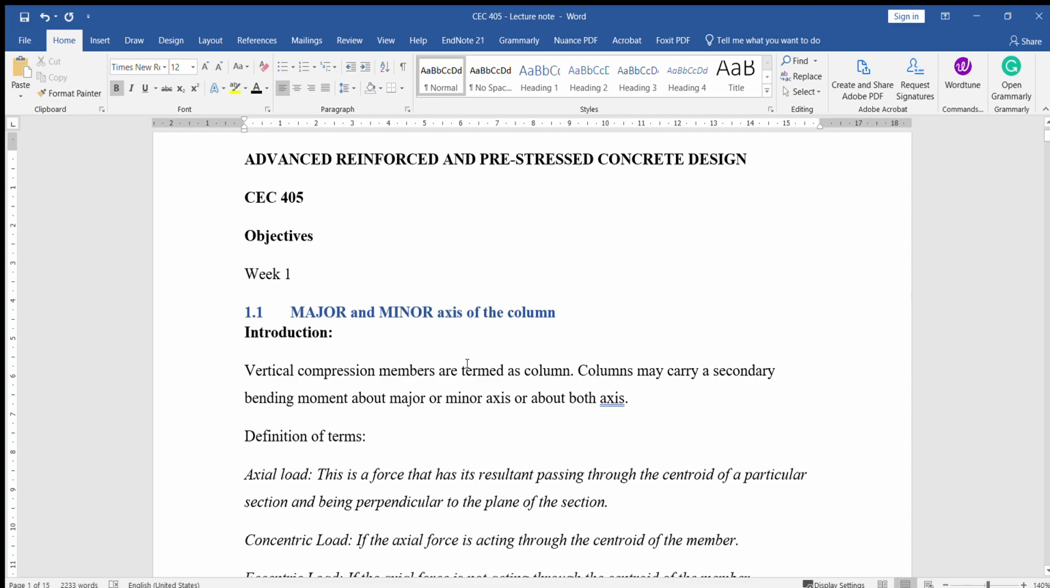Now, before we go further, we're going to look at some terms that you will need. First, we're talking about major and minor axis. What is major axis? What is minor axis? We need to look at that. And before we can consider that, we are going to look at what is axial load. When we say axial load, that is a force that has its resultant passing through the centroid of a particular section and is perpendicular to the plane of the section.